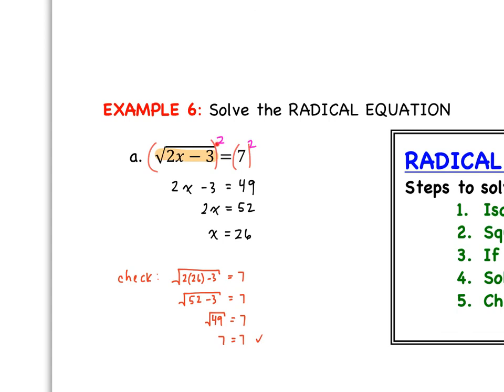Okay, so when we do that, we square the radical. That means the radical cancels with that 2 there. We are left with 2x minus 3 on the left. Squaring 7 gets us to 49. Now we have a linear equation, which hopefully at this point is pretty easy to solve. When we do so, we get x equals 26. The last thing we need to do, though, is check our solutions.